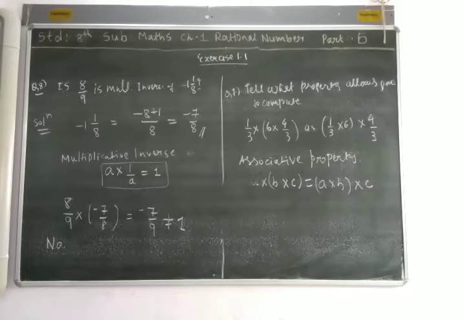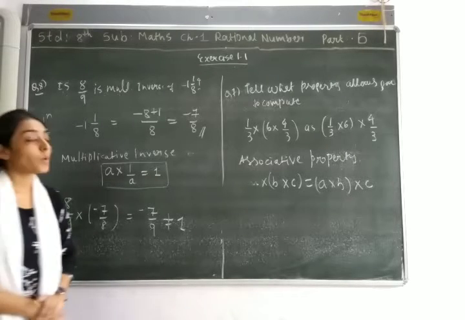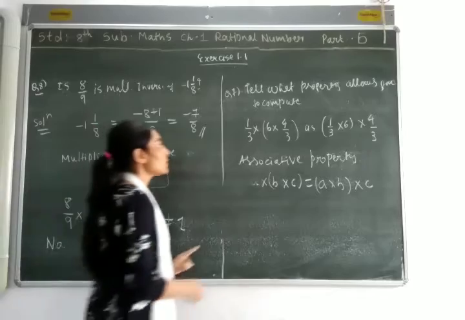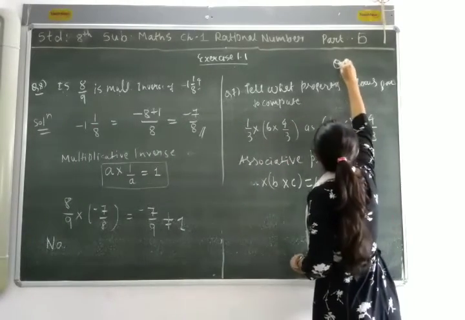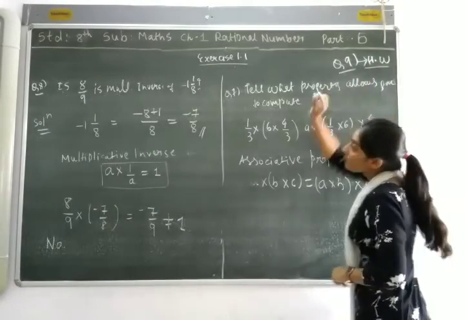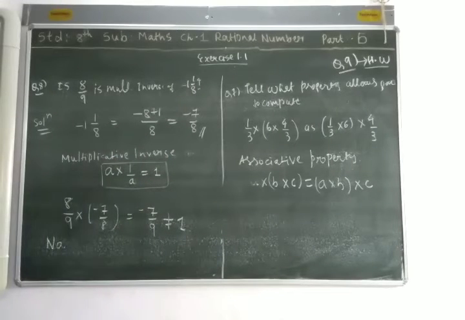Question number 9. Question number 9 says, is 0.3 a multiplicative inverse of 3 1/3? Okay. So question number 9 is exactly similar to question number 8 only. Question number 9 is also in your homework. Now, question number 10, write one word questions.